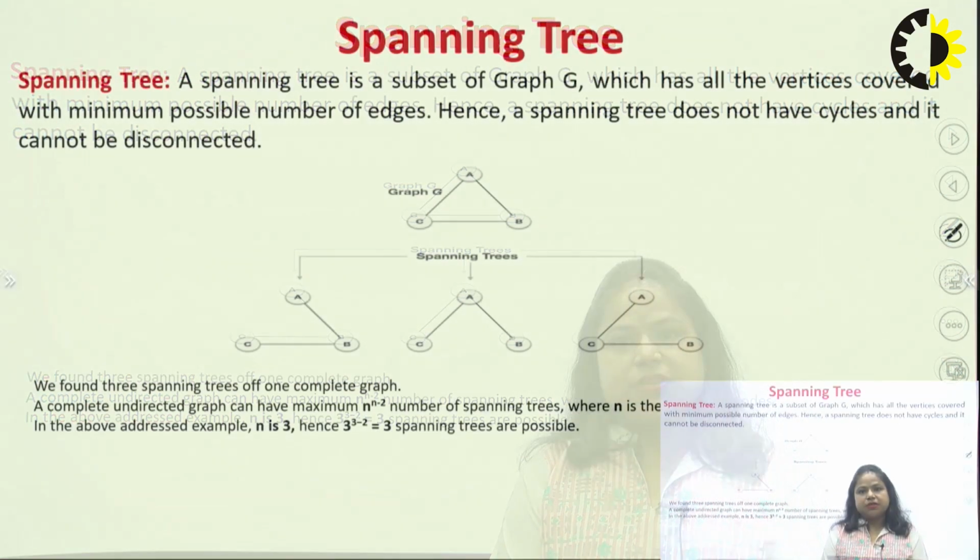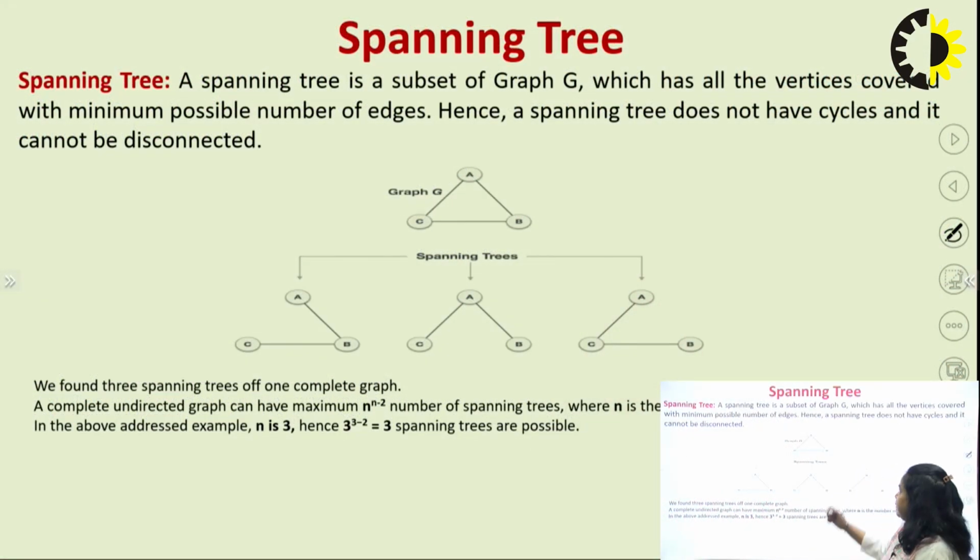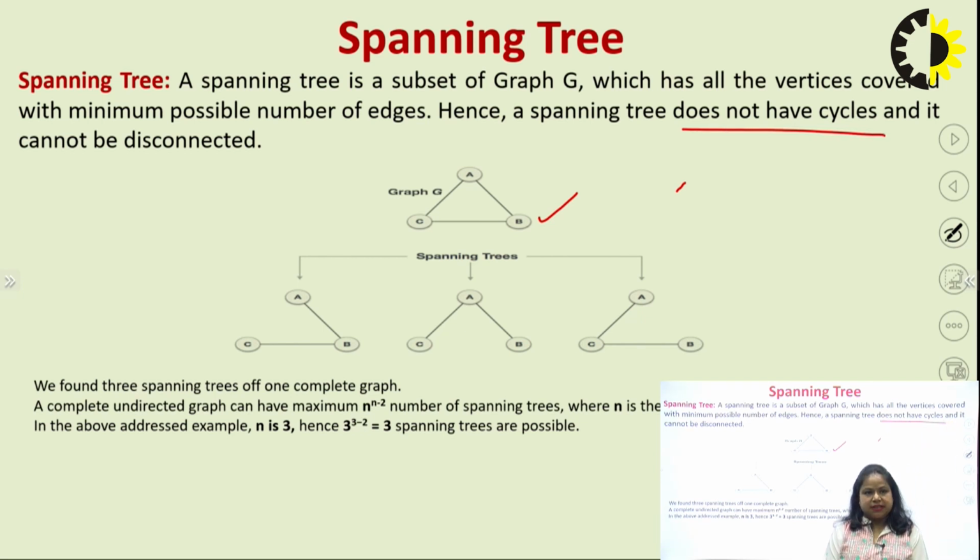So if I'm talking about a spanning tree, suppose we have a graph G. Whatever subsets are possible for the graph G, in which we have to cover all the vertices, and in this case we have to use the minimum possible edges of a tree, then we can say it is called a spanning tree. Remember one more point: a spanning tree does not consist of any cycles, and simultaneously it cannot be disconnected either. So we can talk about the spanning tree.